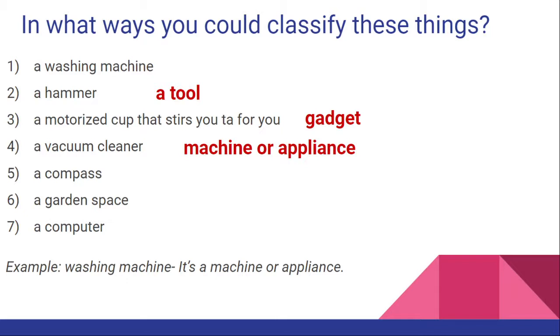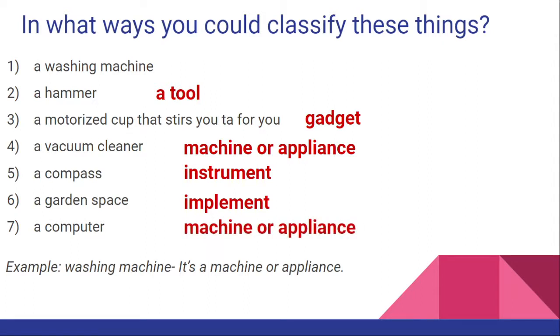A compass. A compass is a very delicate device that gives you precise data on directions, etc. So a compass is an instrument. A garden spade. It is not a space, it is a garden spade, used to turn over the dirt in your garden, which is soil in a way, not dirt only. So it is an implement. A computer. A computer is a machine or an appliance.